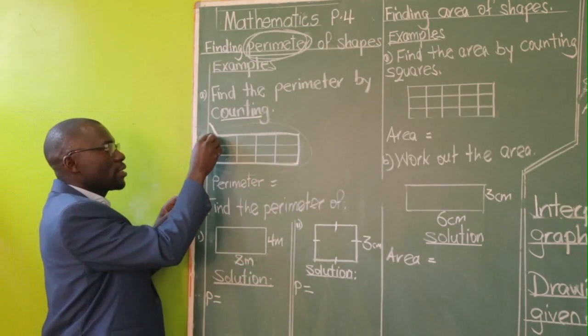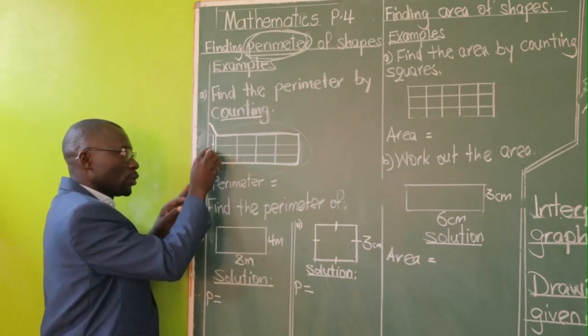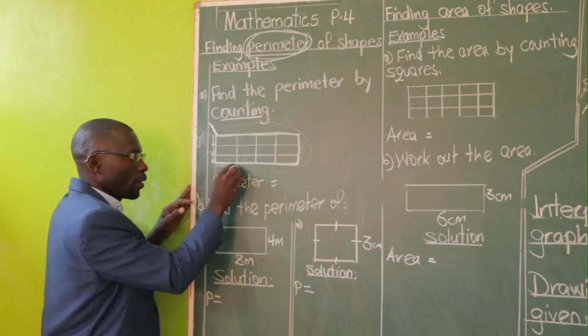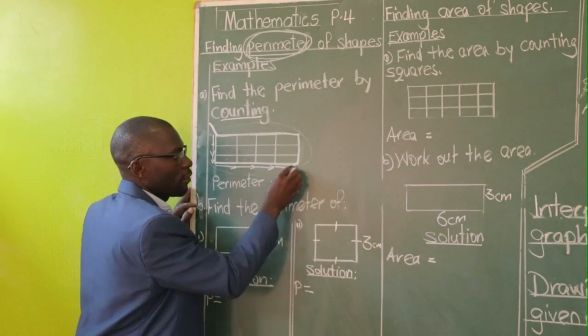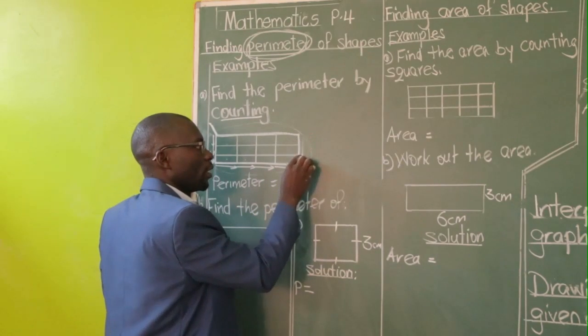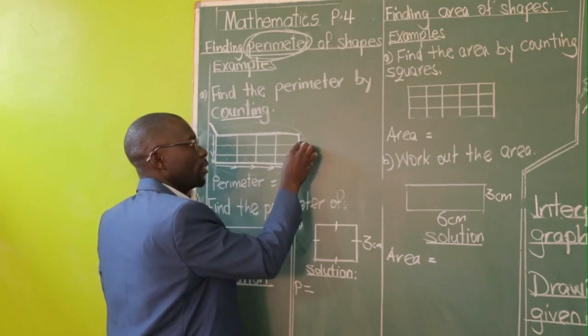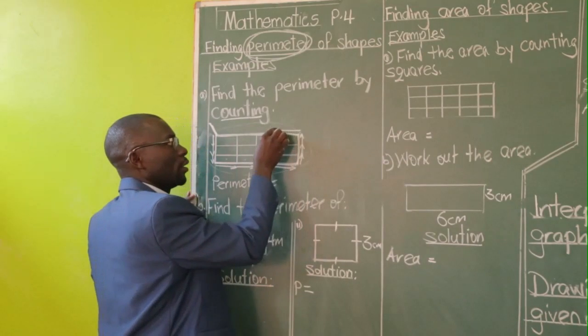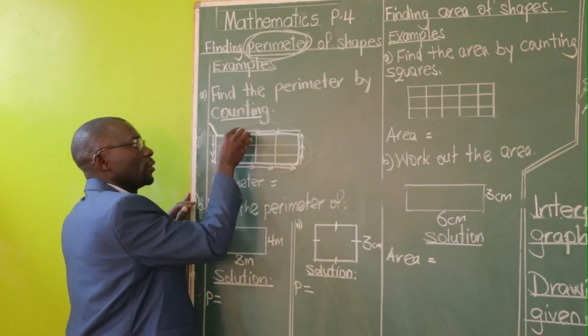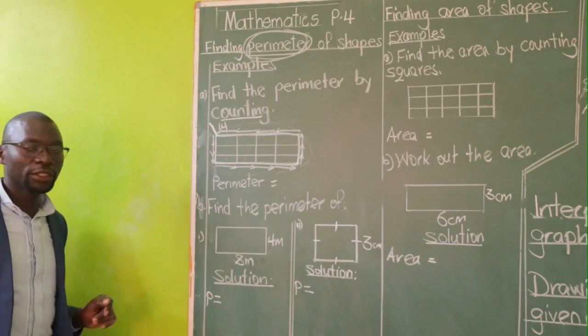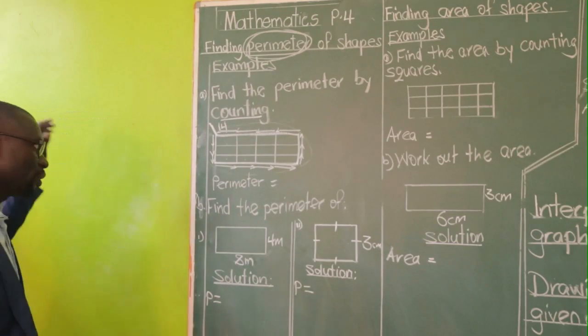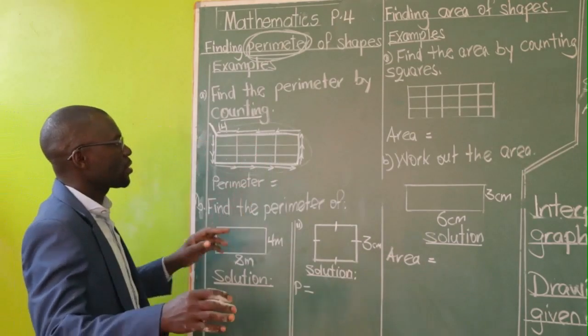So we can say this is 1, 2, 3, 4, 5, 6, 7, 8, 9, 10, 11, 12, 13, 14. So our perimeter is 14 units. We can even do this in another way.